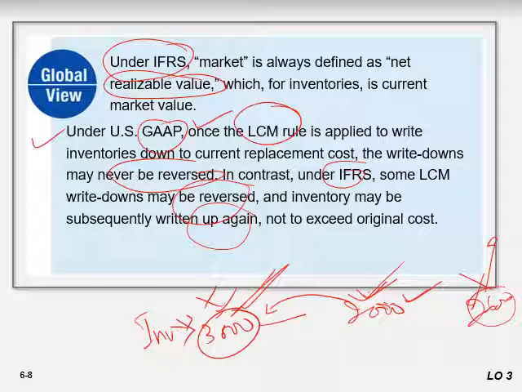So that is just a small difference between GAAP and IFRS. Sometimes GAAP is referred to as a very rigid law, and IFRS is more flexible. This global view is just for your information.